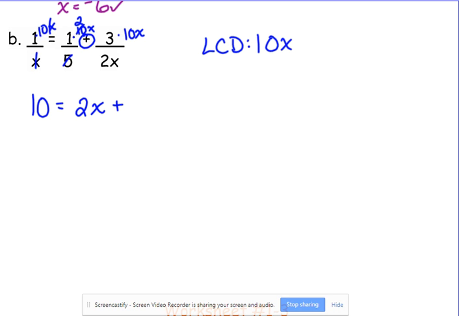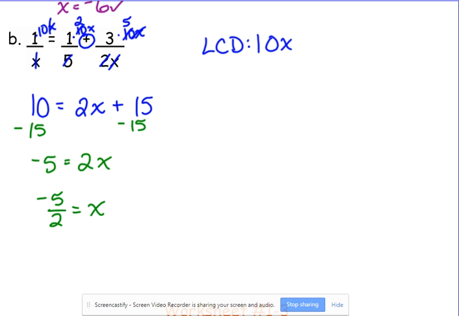I noticed that on some of y'all's work on the quiz. For the last one, the x's cancel, and 10 over 2 is 5, so 3 times 5 is 15. And that is multiplication. That was another thing I noticed on the quiz. Some of them, they turn into adding. Multiply, okay? So then we just have to solve it. Simple linear equation. Subtract 15, negative 5 equals 2x. So negative 5 over 2 equals x.